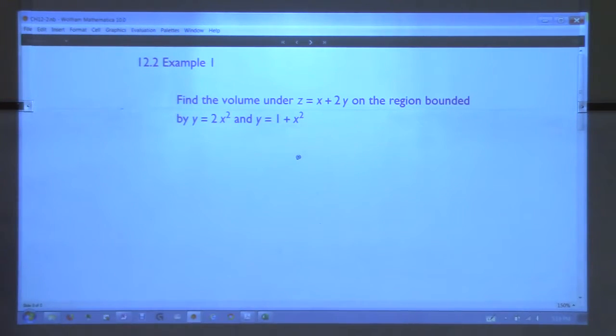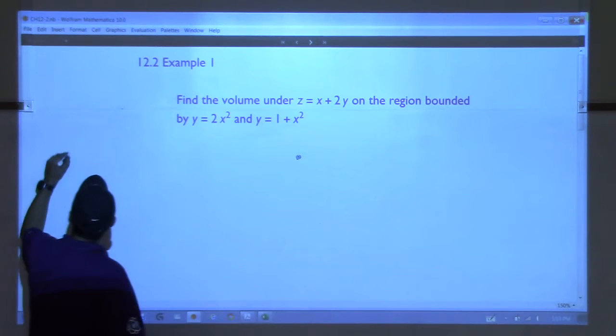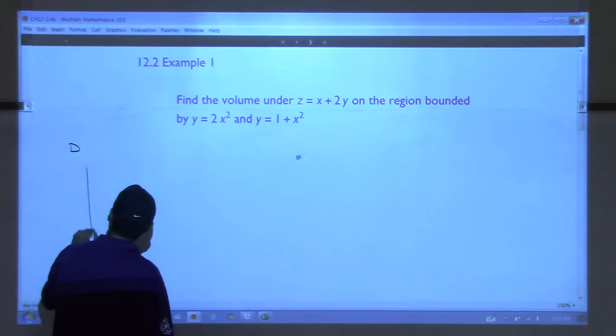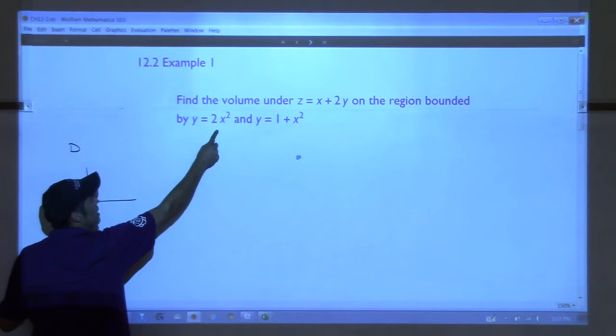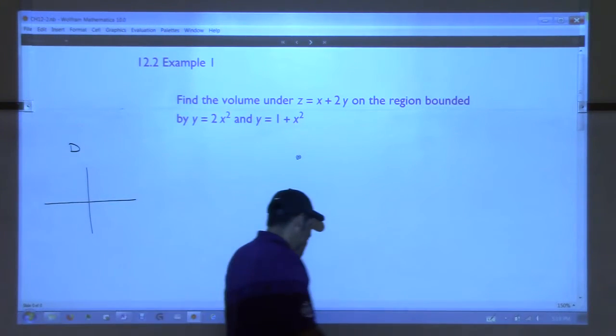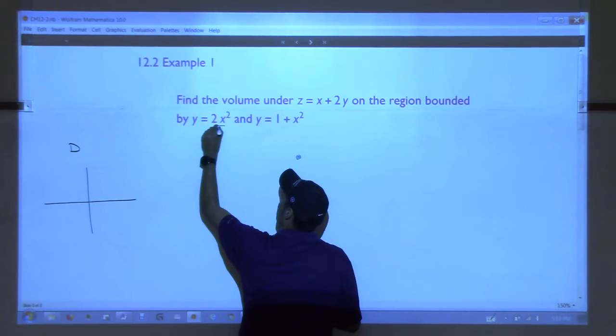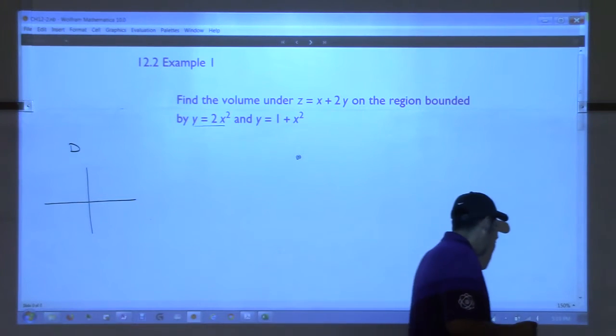Where should we start with this? Maybe draw the domain, right? Let's draw the domain. So D, I'm going to draw it in two-dimensional space, is going to be y equals 2x squared. I'll draw that in blue, and I'll draw the other one in red.